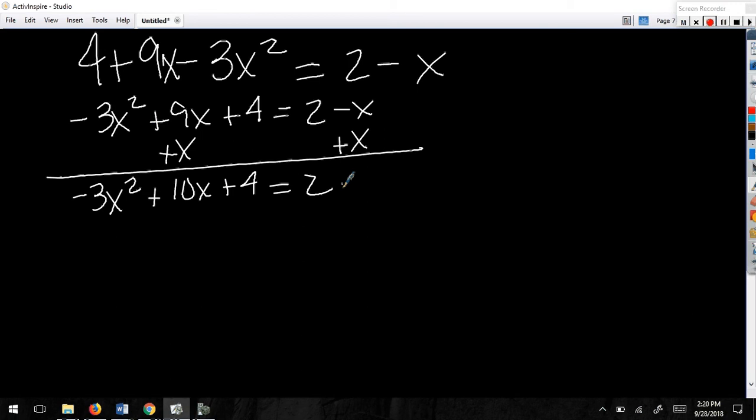Minus the what? Look, I got to make it equal 0. What's keeping it from equal 0? The 2. You see that? So that's the one I'm going to move. I'm going to move the 2. I'm going to subtract 2.